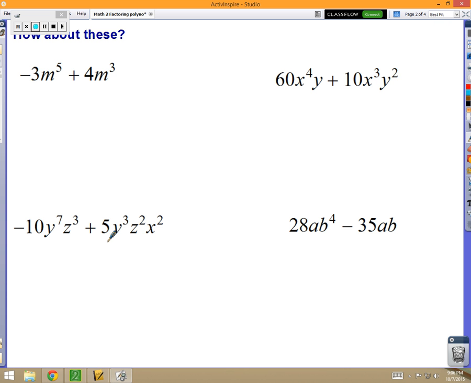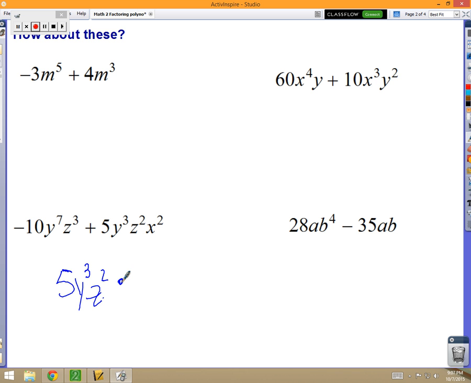Okay, this one, a negative 10 and 5. What goes into both of those? You can divide them both by 5. And now let's do your letters. Y, if I got 7 of them and I got 3 of them, I can take 3 away from both. So it's going to be y cubed. Okay, z's, I got 3 z's here. I got 2 here, so I can take 2 away from both. And I have some x's here, but I do not have any x's here. So they have no x's in common. So this is it right here. This is my greatest common factor.